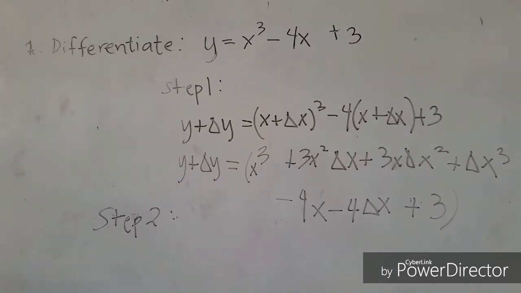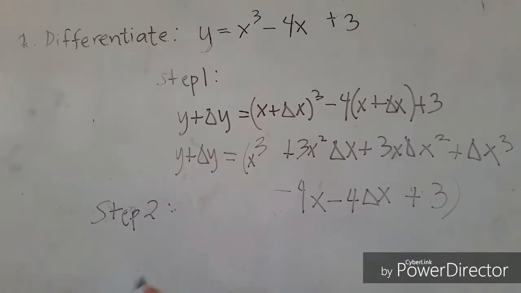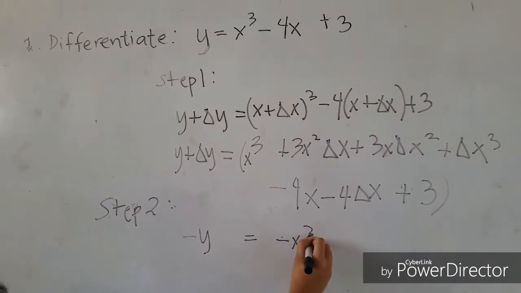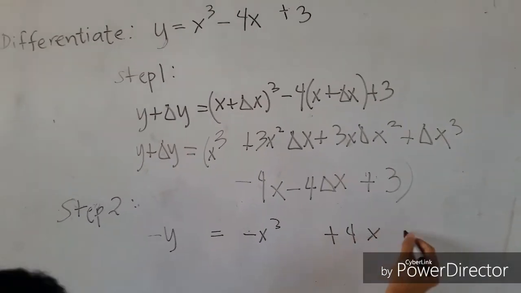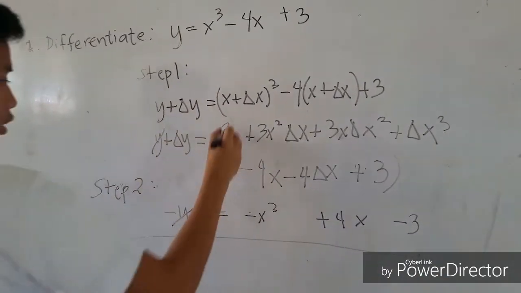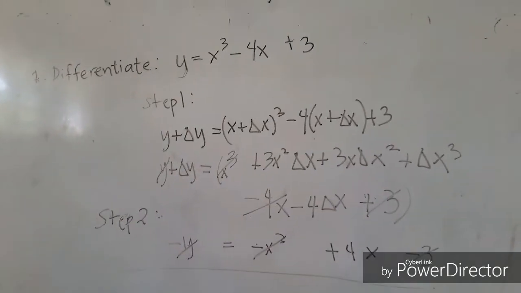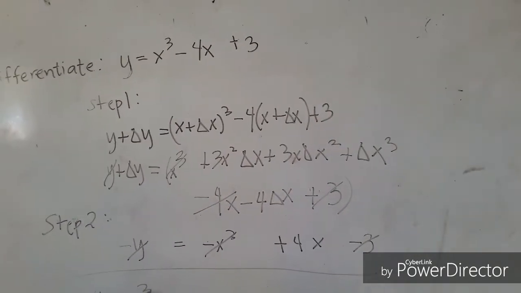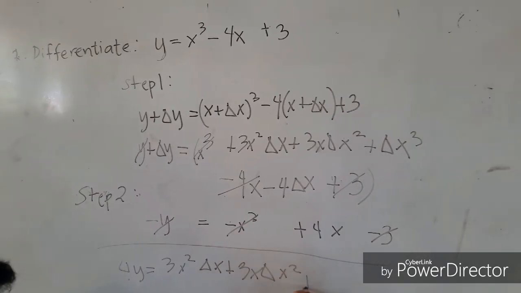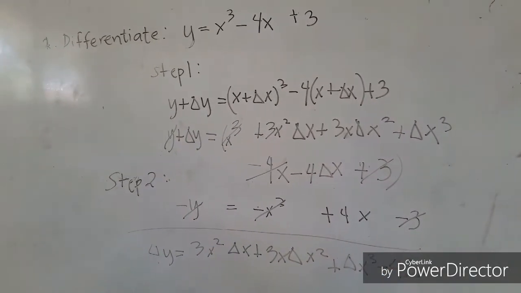Step 2. In order to find delta y, we subtract the given equation from the equation obtained in step 1. So negative y is equal to negative x cubed plus 4x minus 3. So we cancel y. So we get the answer of delta y equals 3x squared delta x plus 3x delta x squared plus delta x cubed minus 4 delta x. So now this is our simplified form.